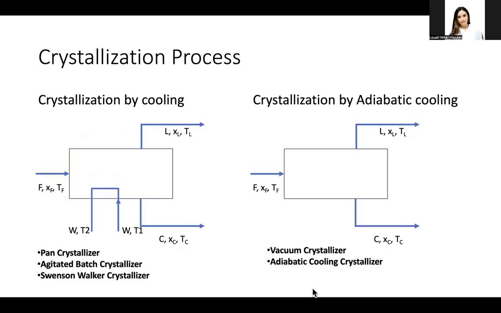Now, in the crystallization process, in solving, we are going to focus on two main methods, which are shown here. So first is the crystallization by cooling, and then you have the crystallization by adiabatic cooling or vacuum cooling. So for the crystallization by cooling, in this method, you have your solution, you have your feed here.